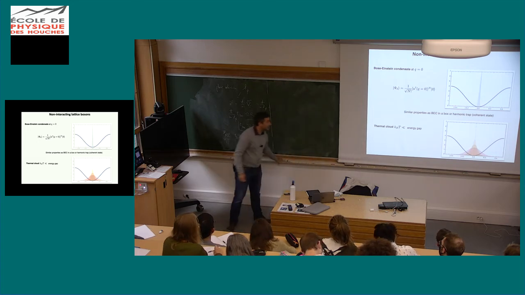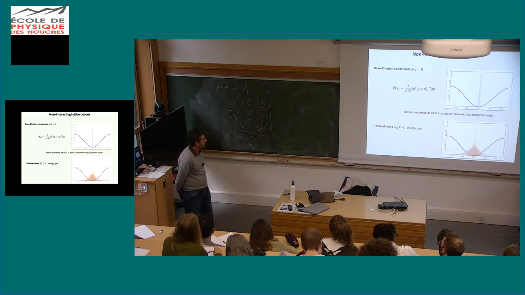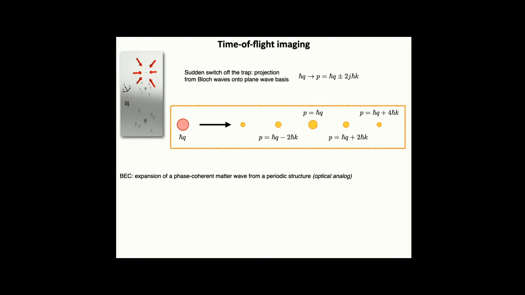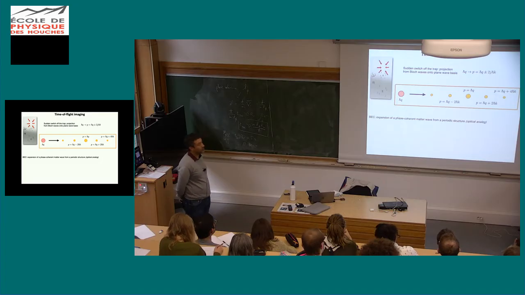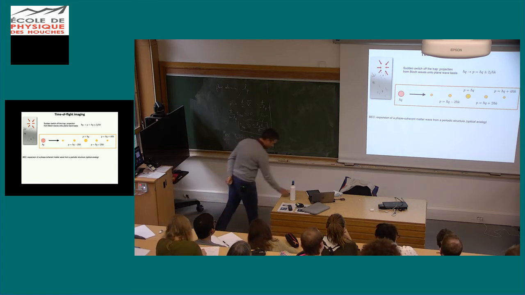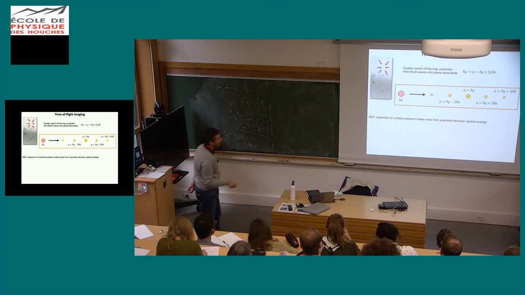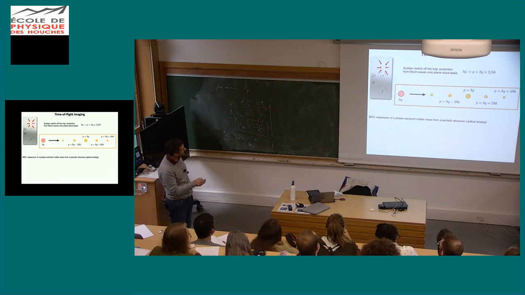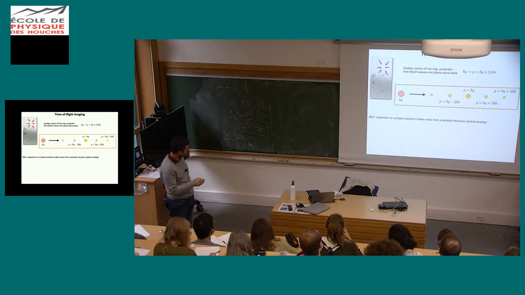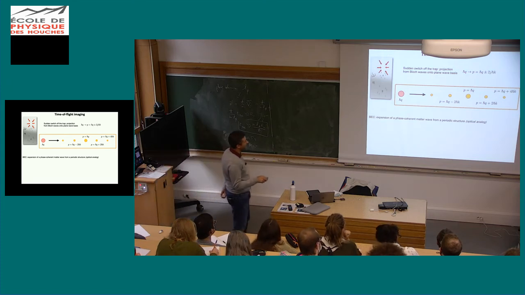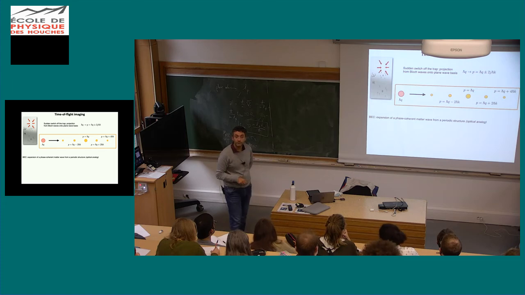So what do I do now if I do this time of flight from the lattice? Well, I have these quasi-momenta, ħq, in the lattice. And when I switch off the trap abruptly, so here it's a 3D lattice with these red arrows, right? I switch off abruptly the optical trap. Then I project this q onto the plane wave basis, and I get different components. Okay?